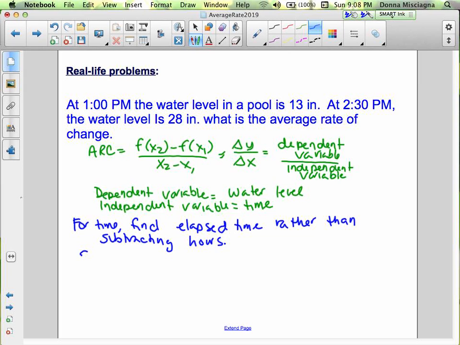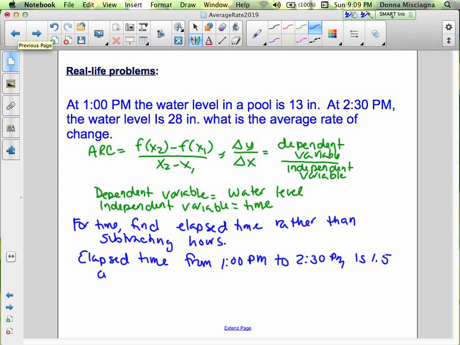So here, the elapsed time is how much time it is from 1 p.m. to 2:30 p.m. Right? Well, that would be 1.5 or 3/2 hours. All right, so now we're just going to divide either by 1.5 or by 3/2.